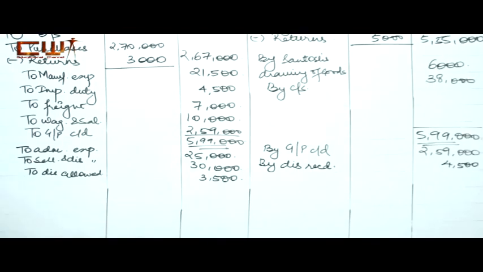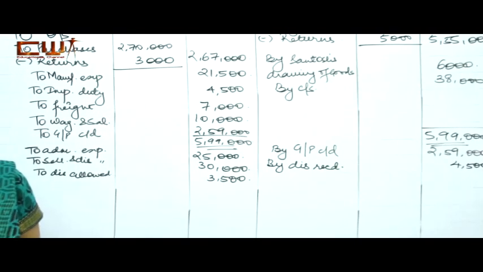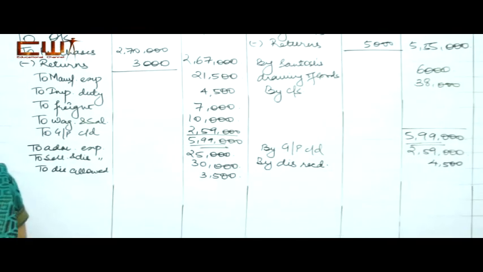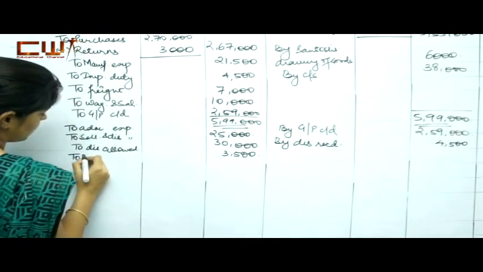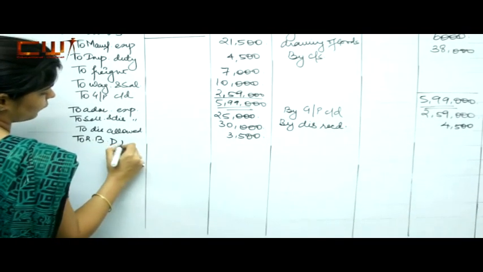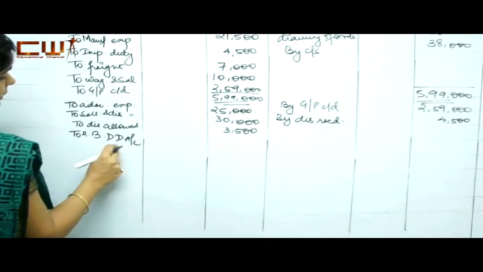You have the discount allowed 3,500. Next you will have reserve for doubtful debts. So you will make up what? A reserve for bad and doubtful debts account. To reserve for bad and doubtful debts account, that is RVDD account.